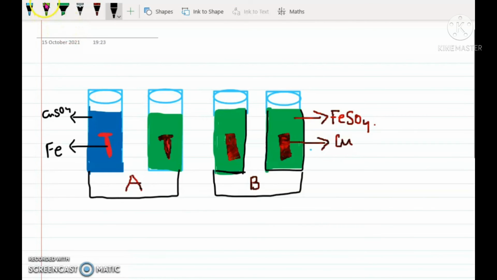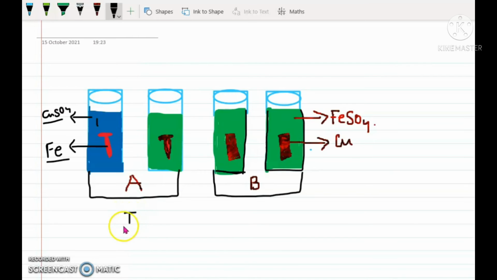If you have understood the displacement reaction by now, you will be able to answer the activity in this case easily. What I have taken in this activity are 4 test tubes. Of these, I have taken 2 test tubes in one setup, and the other 2 are kept in setup B. Test tube number 1 is filled with a copper sulfate solution and in it an iron nail has been placed.